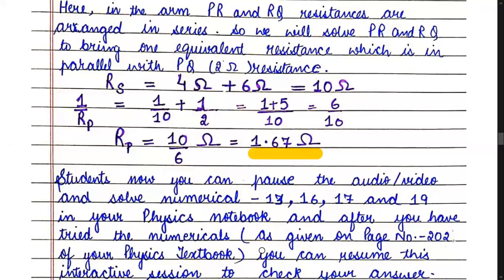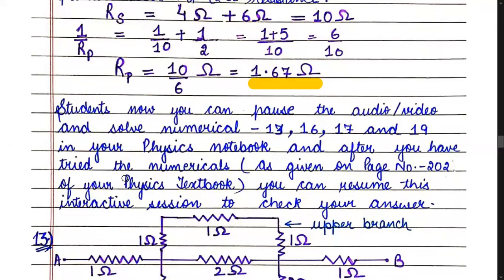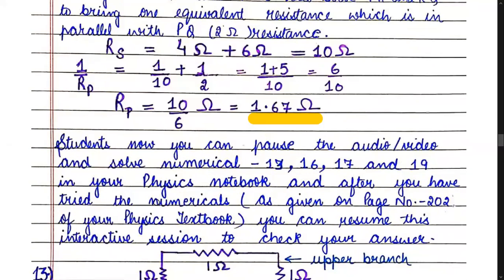1.67 ohms. So now students, you can pause this audio and video and solve numerical number 13, 16, 17 and 19 in your physics notebook. And after you have tried the numericals as given on page number 202 of your physics textbook, you can resume this interactive session to check your answer.